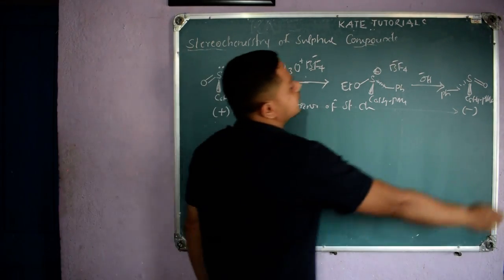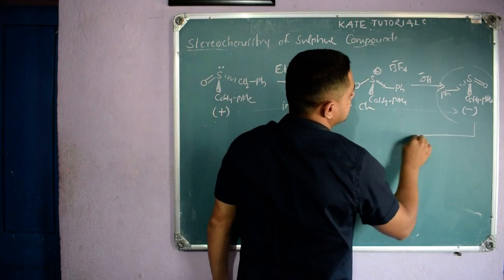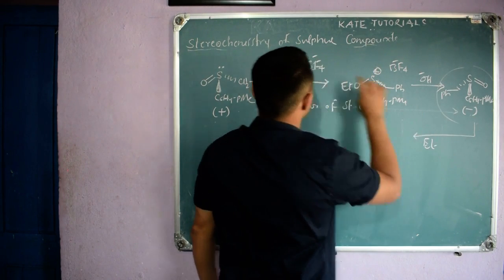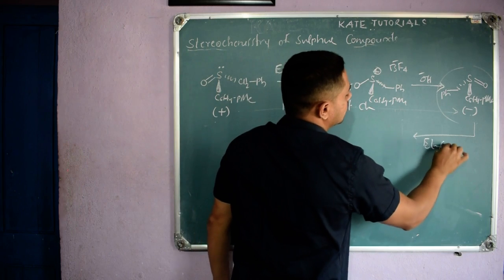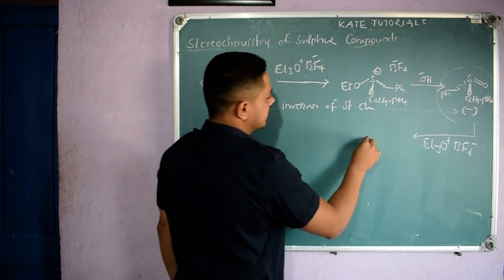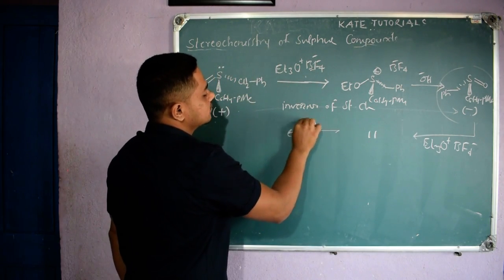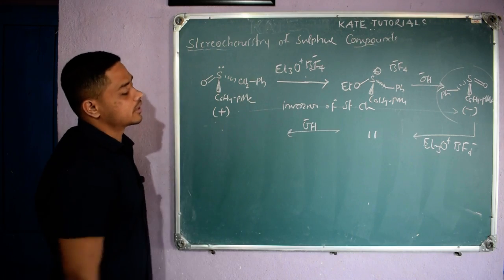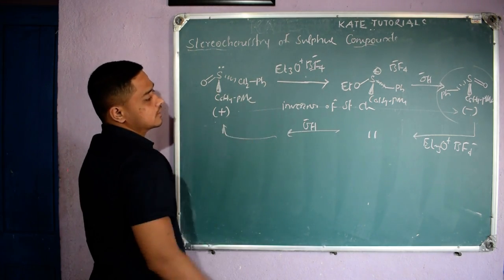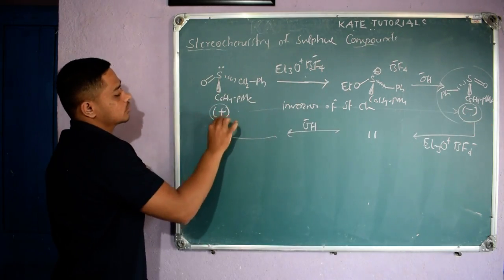If I take this as a starting material, it is negative. To this I will add Et3O plus BF4 minus. So I will get this intermediate, right? Further to this, if I add OH minus, I will get this product. So here what happened? Initially it was negative, but now I got positive, right?